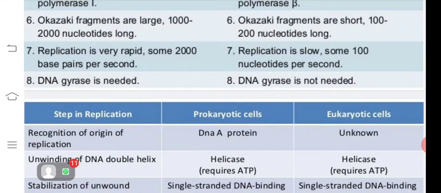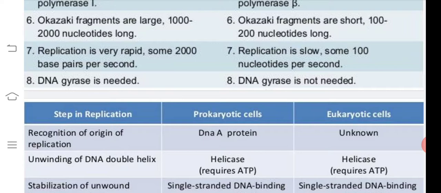Then Okazaki fragment, the 6th point. Okazaki fragments are very small fragments formed in the daughter DNA. Once daughter DNA has to form from the parent DNA, a full strand is not formed at once. Bits and bits are formed. Those small bits are called fragments, so they are called Okazaki fragments.